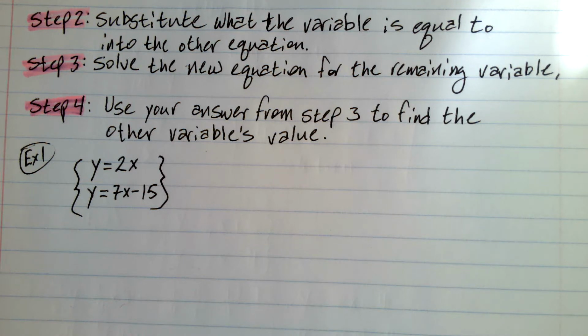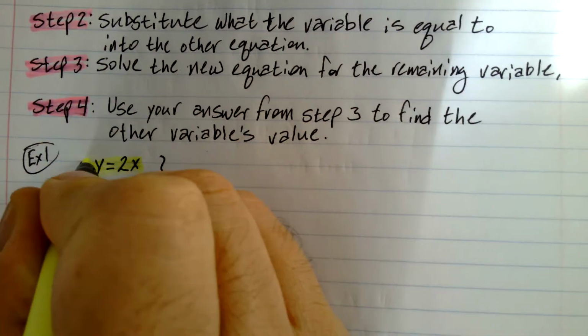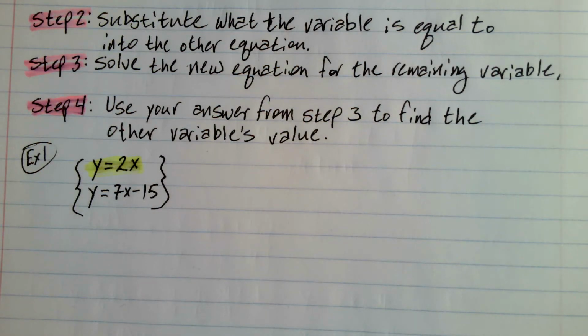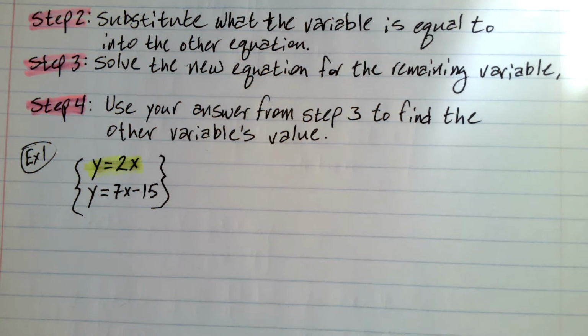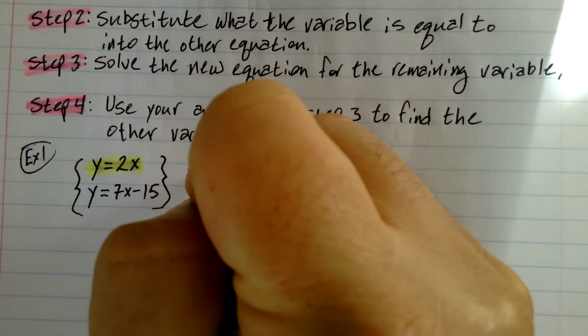Okay. All right. Some of you like the harder route. You can use that one, but it would be more work, and you'll see why. Many of you are picking y equals 7x minus 15, but the one that's easier to work with at the beginning for substitution is y equals 2x. So I am going to write that down over here.